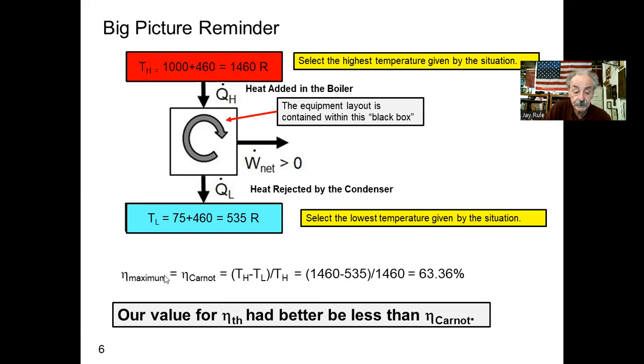And we jam in the numbers to see that the maximum possible thermal efficiency for our power plant is 64%. That's the maximum possible thermal efficiency. So conclusion is, whatever number we get for our result had better be less than 64%. Otherwise, we've made a mistake. Process would be impossible.